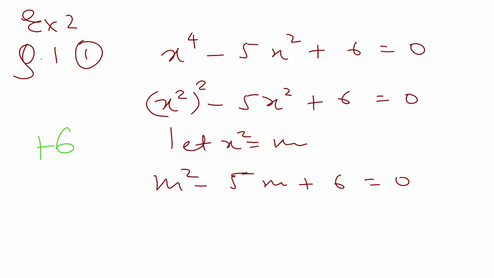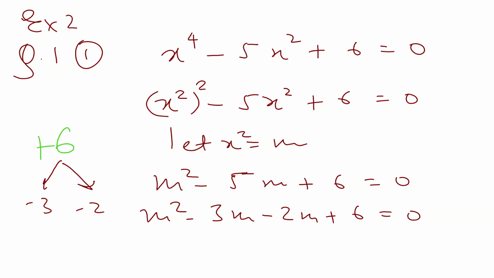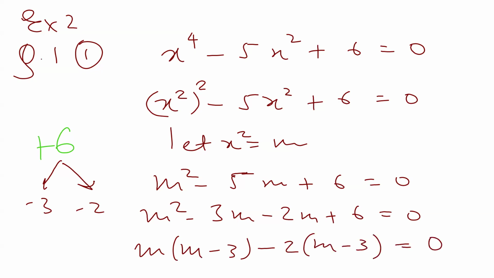Okay, so the factors over here are minus 3 and minus 2. Minus 3 into minus 2 is positive 6, and minus 3 minus 2, if you add, it's minus 5. So m minus 3 minus 2, m minus 3 equal to 0. So m minus 2 into m minus 3 is equal to 0. So m is equal to 2 or m is equal to 3.